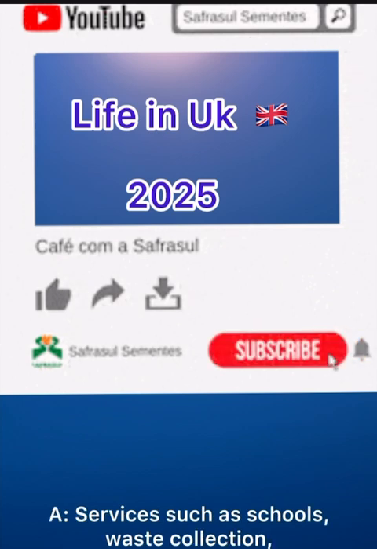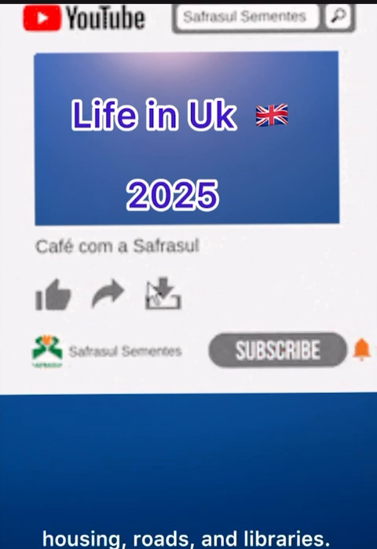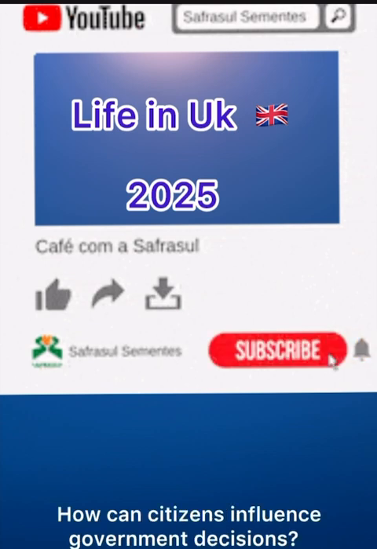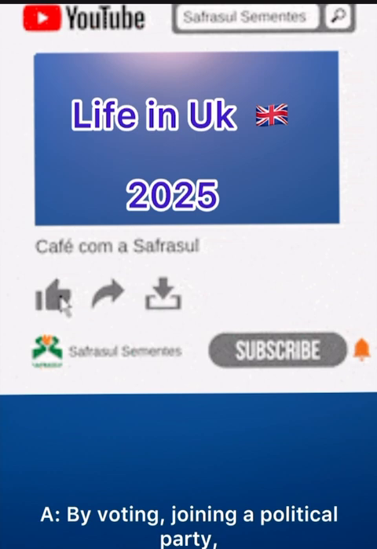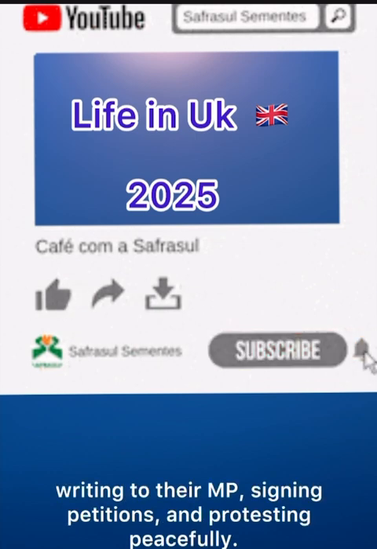Services such as schools, waste collection, housing, roads, and libraries. How can citizens influence government decisions? By voting, joining a political party, writing to their MP, signing petitions, and protesting peacefully.